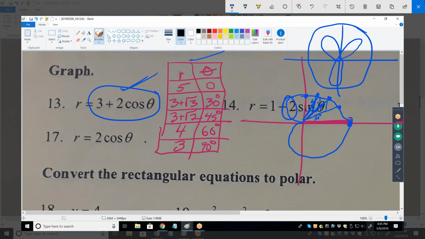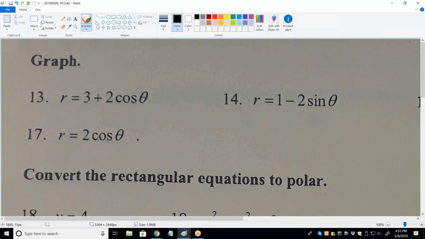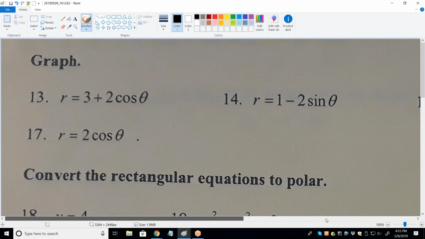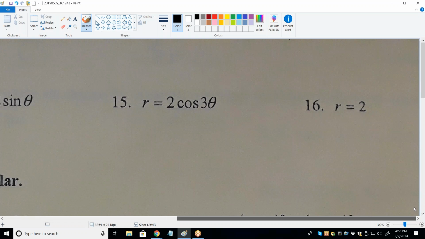Not when you can figure them out by making a table. I didn't get a look at 15 and 16. 16 is kind of interesting. Yeah. What is that?